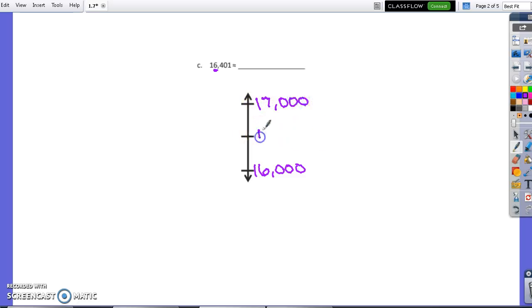Now here it's again going to be in the middle, the thing that's in between the two. So 16,500. Now I'm going to go in and again place our actual number, which is 16,401. With that, it's below the 500, so we know we're going to round down to 16,000.